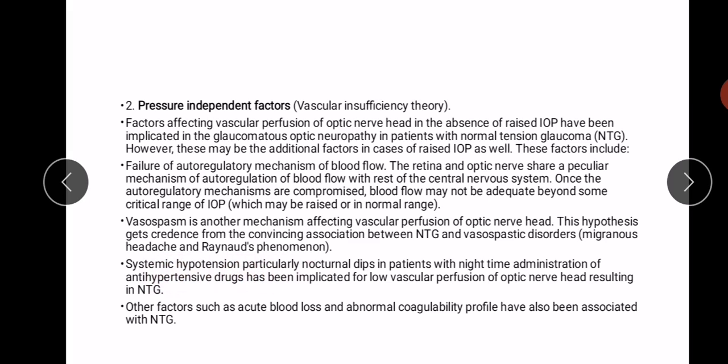Systemic hypotension, particularly nocturnal dips in patients with nighttime administration of antihypertensive drugs, has been implicated in low vascular perfusion of the optic nerve head resulting in NTG. Other factors such as acute blood loss and an abnormal coagulability profile have also been associated with NTG. What is NTG? Normal tension glaucoma.